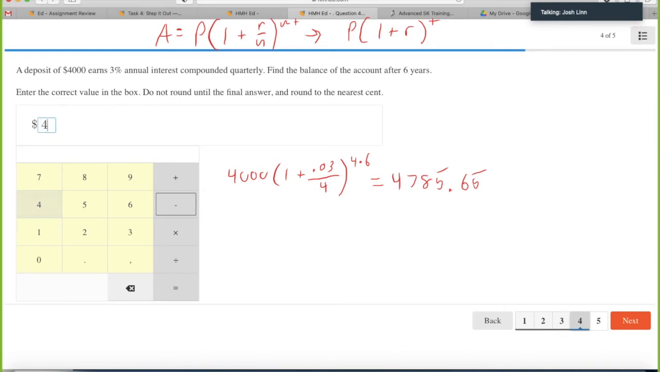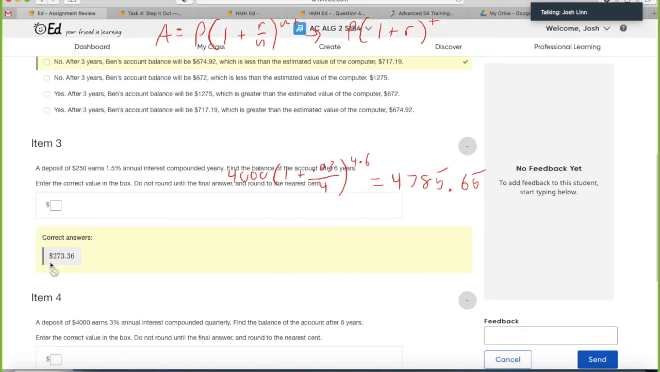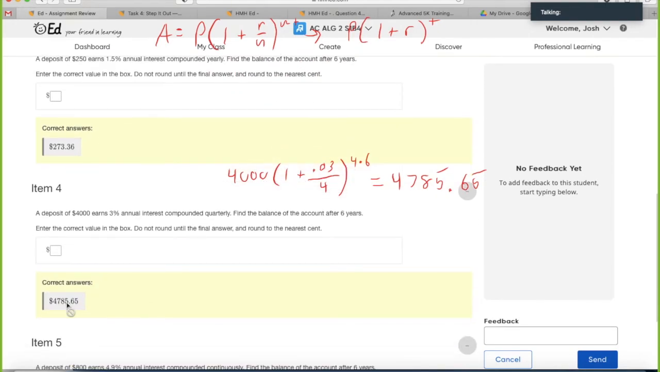So 4785. That's not 5. 5.65. Just in case you don't believe me, 4785.65.